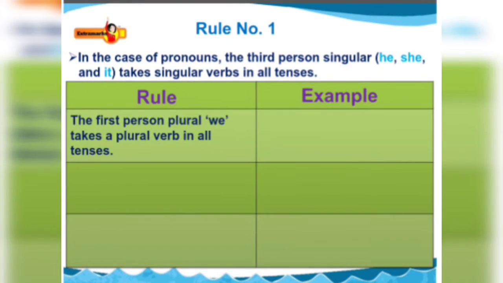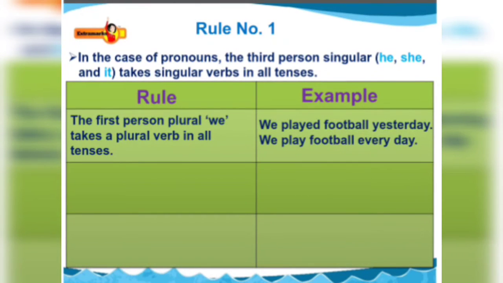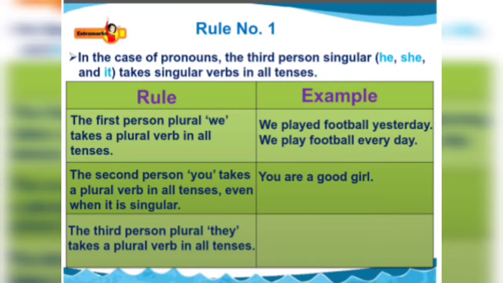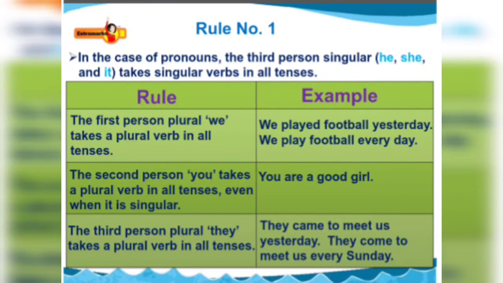Rule. The first person plural, we, takes a plural verb in all tenses. Example, we played football yesterday. We play football every day. The second person, you, takes a plural verb in all tenses even when it is singular. You are a good girl. The third person plural, they, takes a plural verb in all tenses. They came to meet us yesterday. They come to meet us every Sunday.